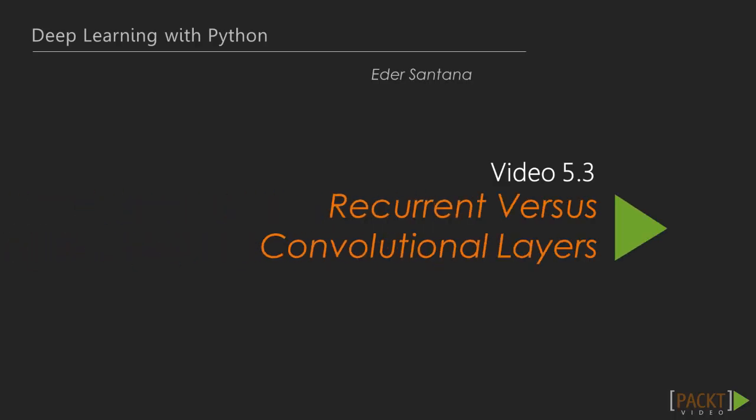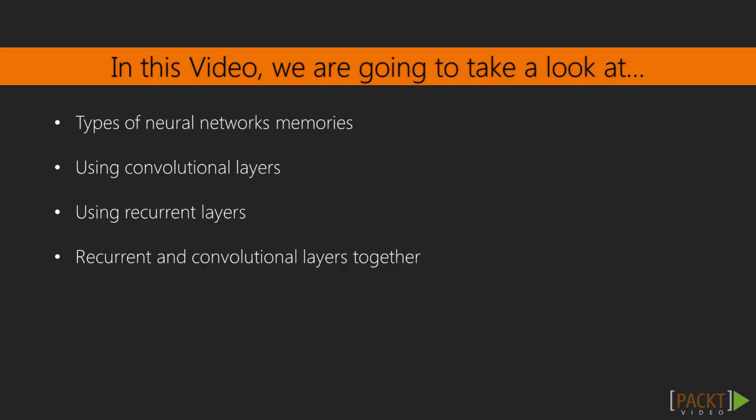Hi, welcome to video 3 of section 5, Recurrent versus Convolutional. In the last video, we saw how to write a recurrent layer in Python with Theano. In this video, we will talk about how to know when we should use one or the other. Also, when and how to use them together.